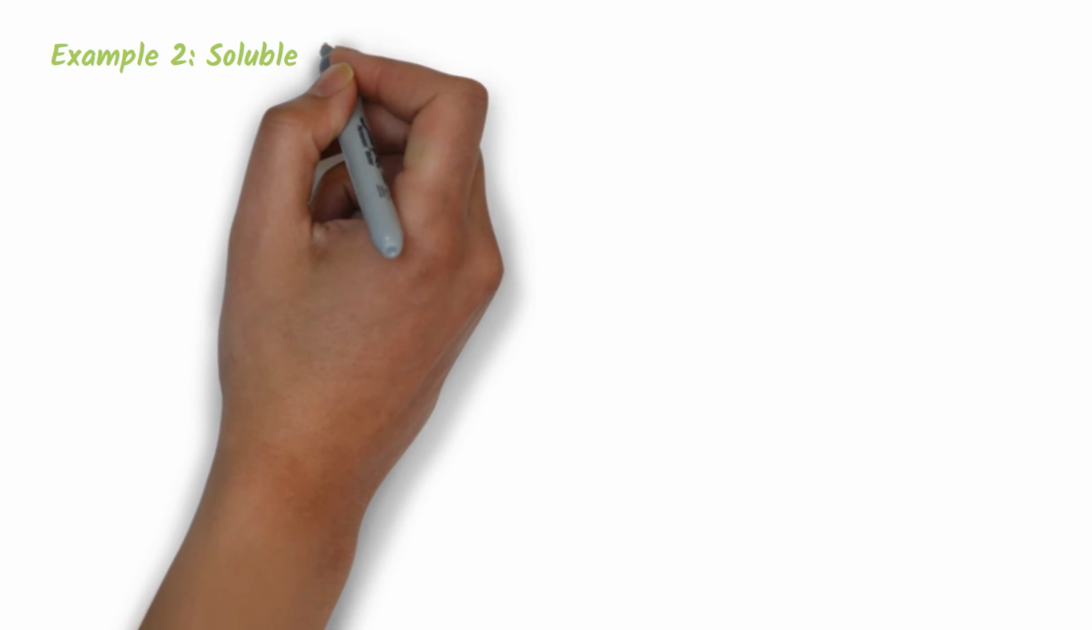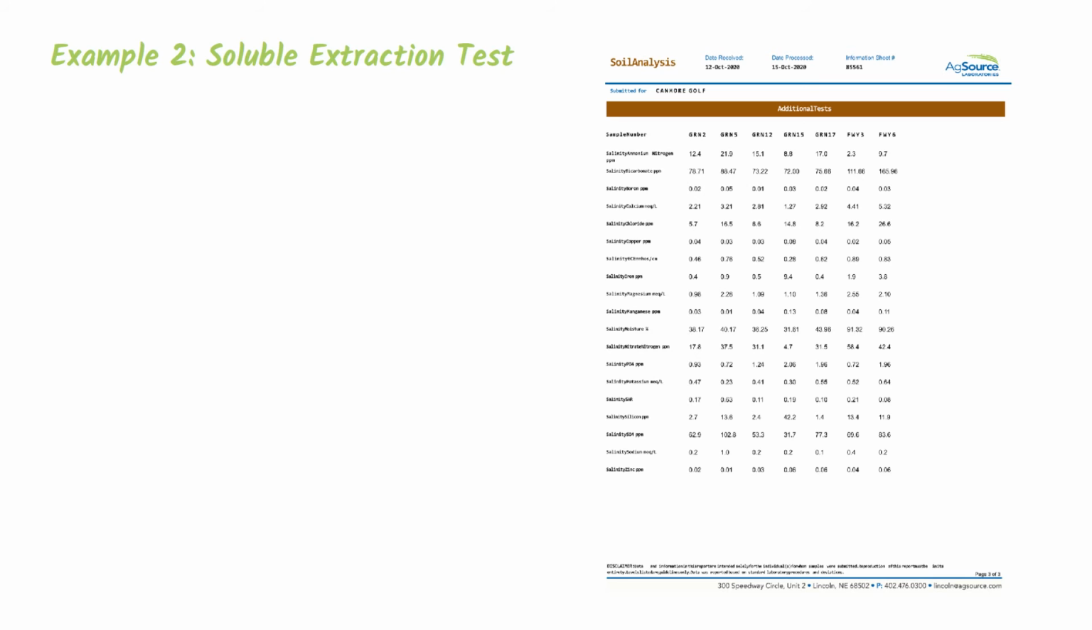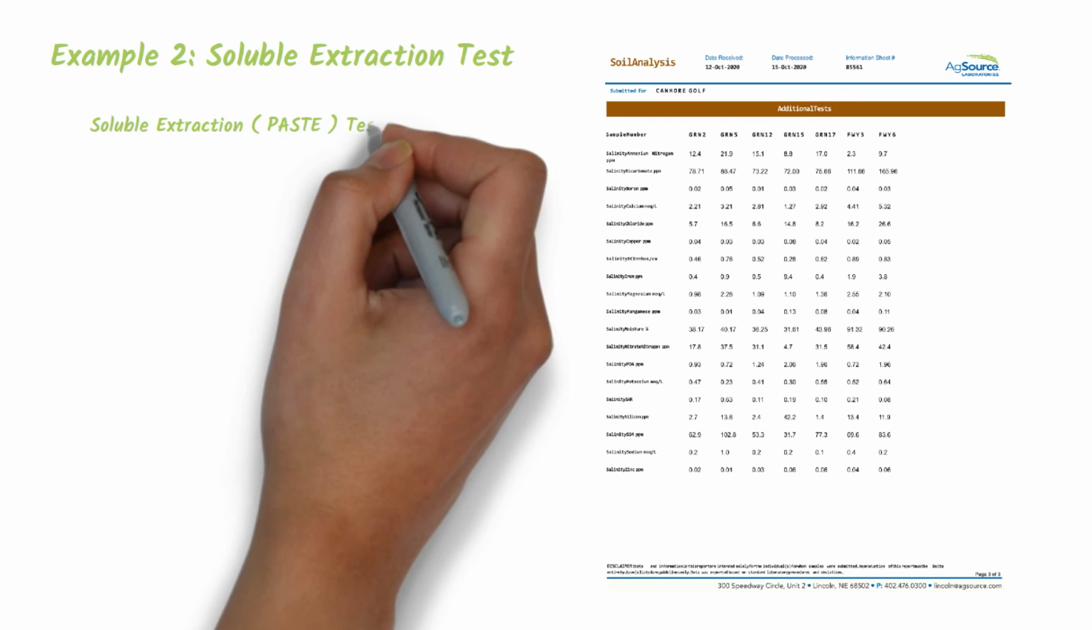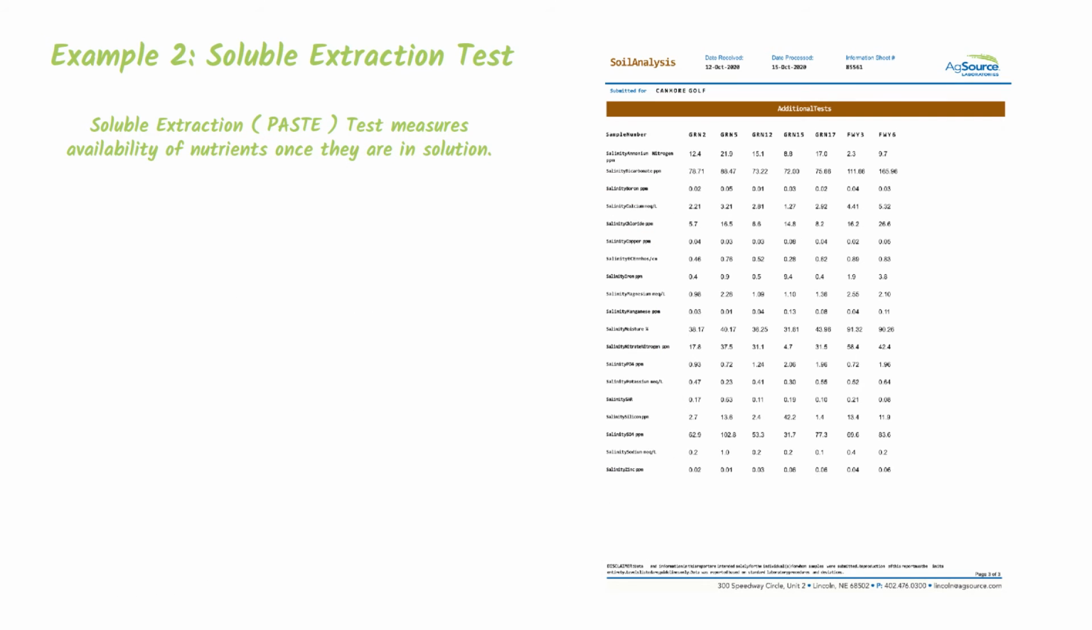Now, let's take a look at the soluble test we offer and why it works best when used in conjunction with the standard chemical test. Remember what we said in our last video about nutrients needing to be in solution for them to be taken up by the plant. Well, our soluble extraction, or PACE test, will measure the availability of nutrients once they are in solution. The lab accomplishes this by mixing water with the soil provided by our samples to create a measurable solution. Let's take a closer look.